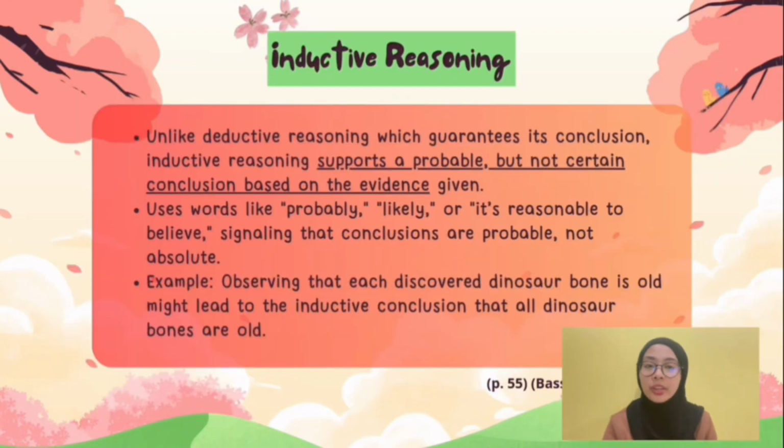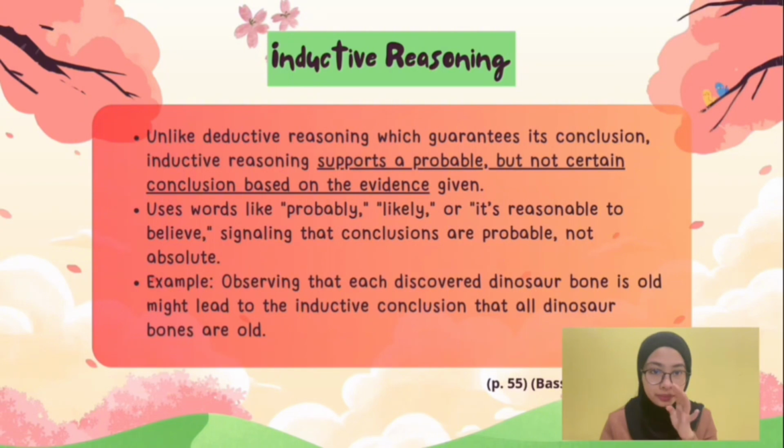So now we move on to the second kind of reasoning, which is inductive reasoning. Unlike deductive reasoning, which guarantees its conclusion, inductive reasoning supports a probable but not certain conclusion based on the evidence given. So inductive reasoning usually uses words like probably, likely, or it's reasonable to believe, as it wants to show that conclusions are probable and not absolute.